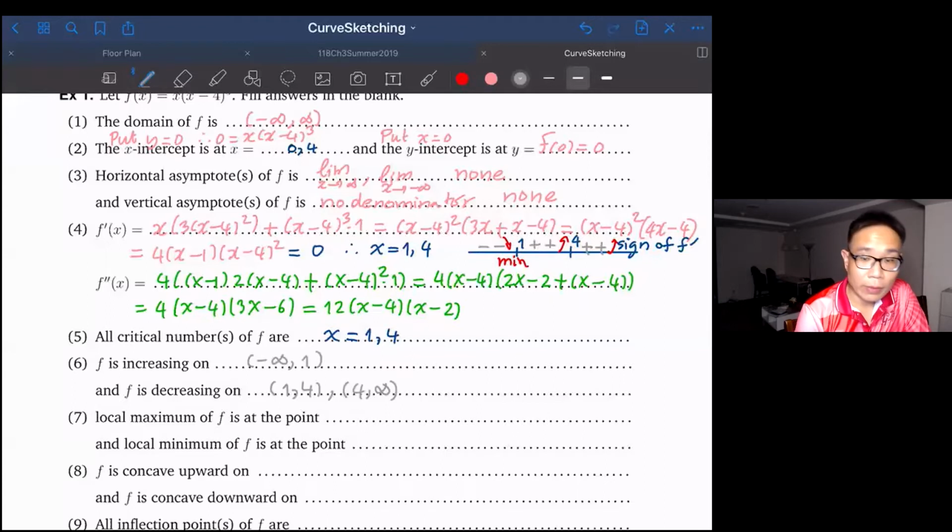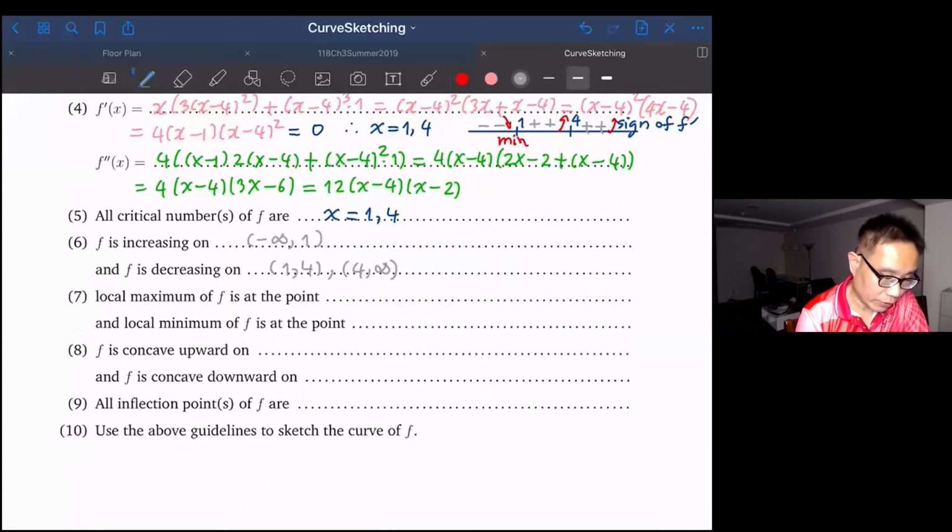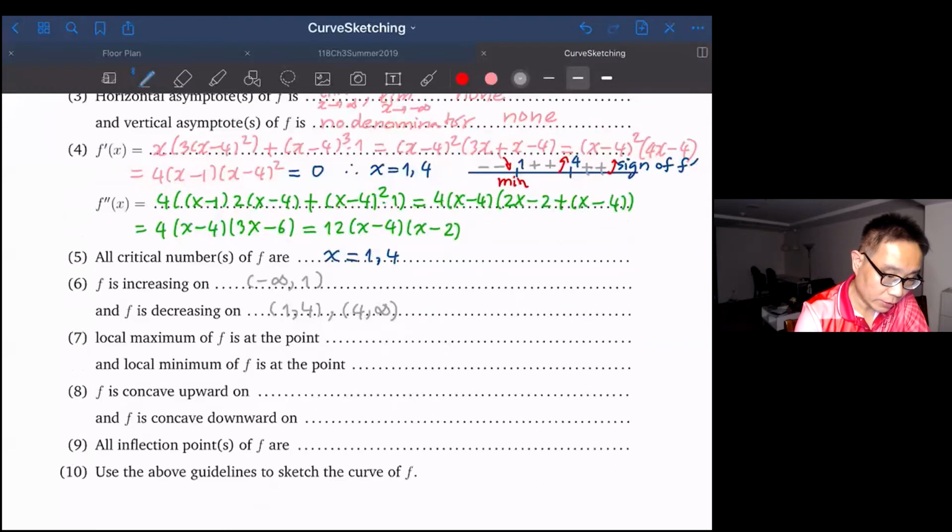The next one is about the local maximum and the local minimum. For the local maximum, you see that you have none in this case. And for the local minimum, it's going to turn out to be at 1. So it's going to be at the point 1, F(1). So you're just going to compute F(1).